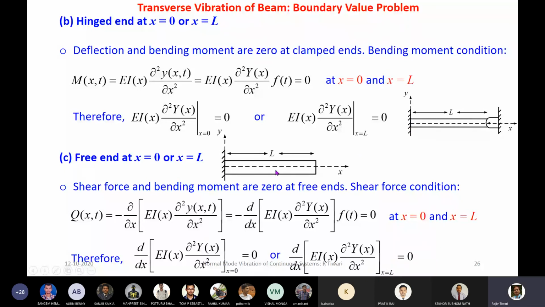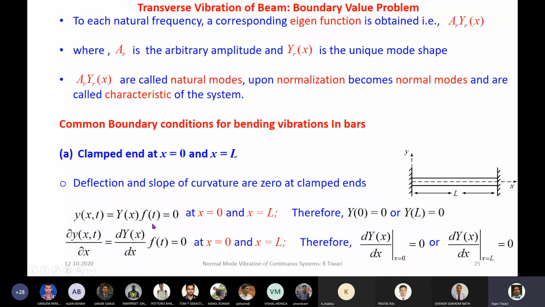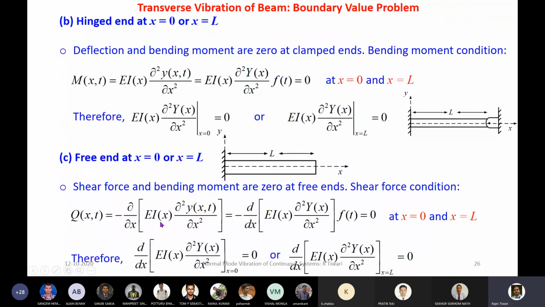In the cantilever case, we have shear force 0 at the free end, which is given by this or this, and the bending moment also 0. So here the same, y and its slope will be 0. So these are similar boundary conditions, except now we are writing in terms of the capital Y eigenfunction instead of the y displacement, because now we assume the solution like this. The rest of the things will be the same.